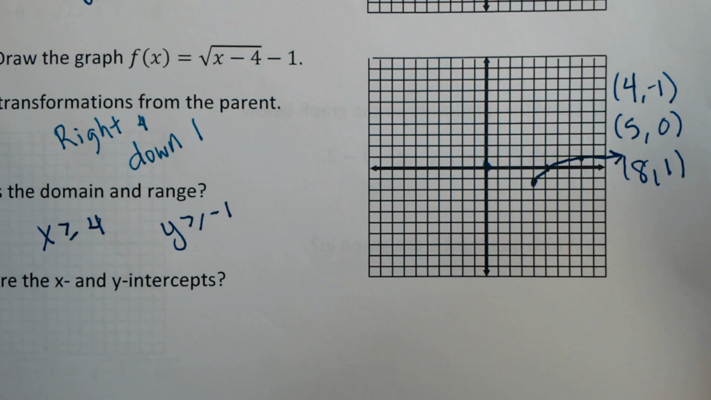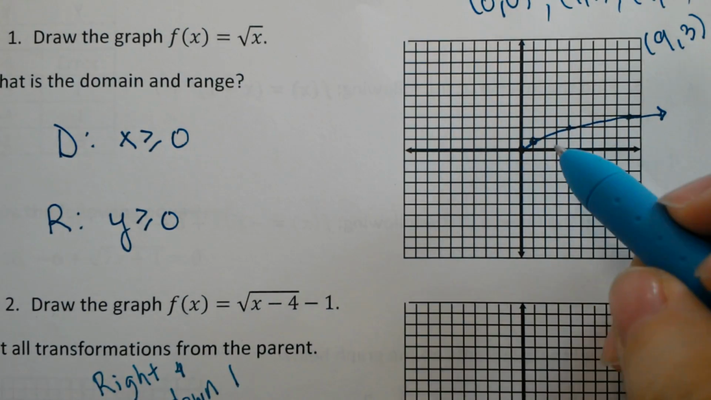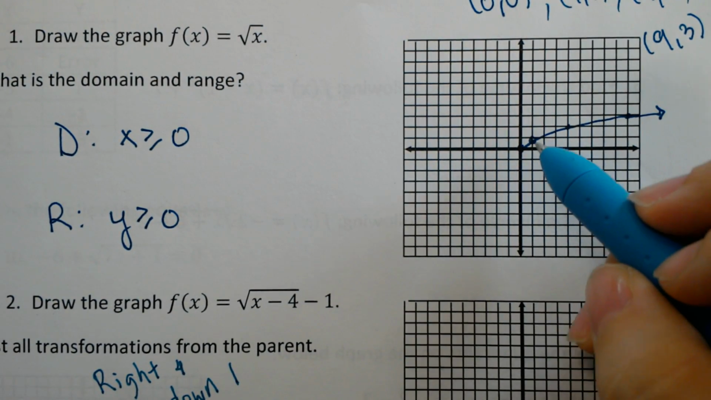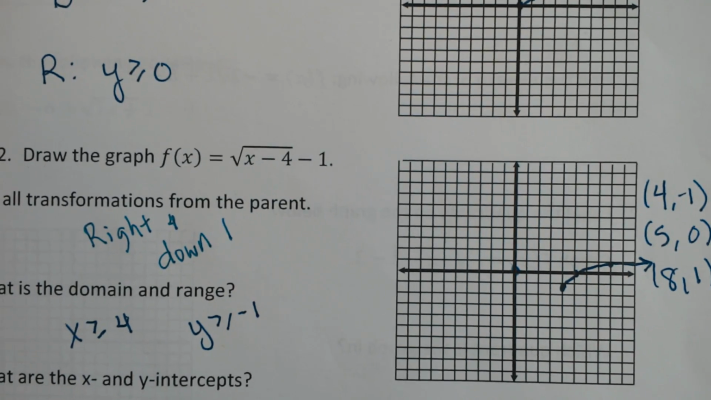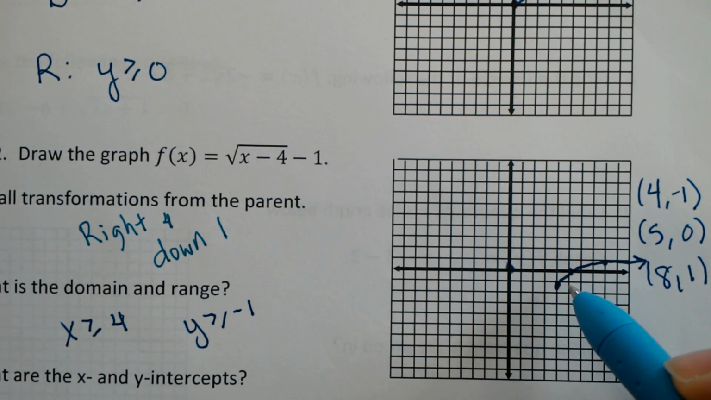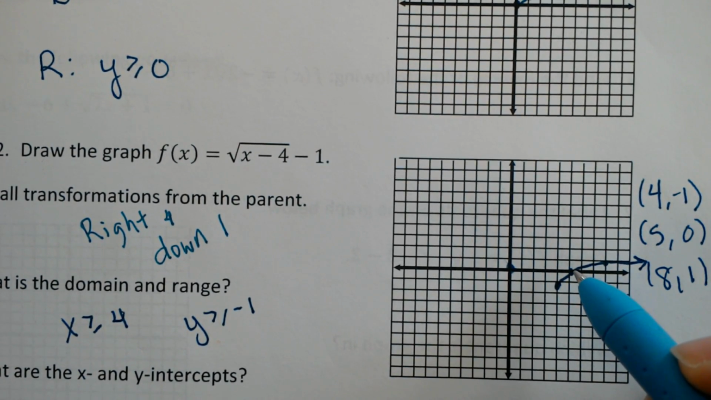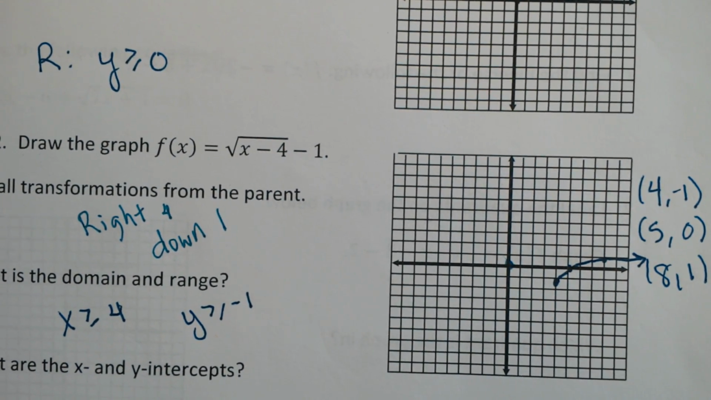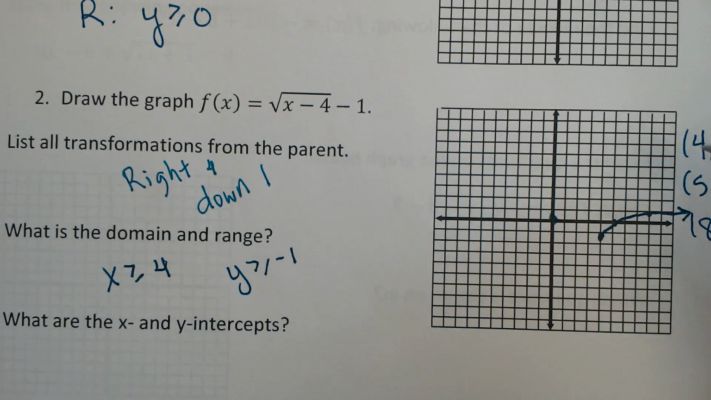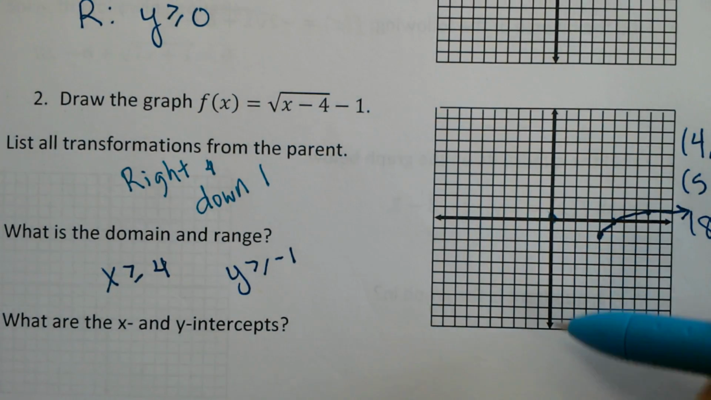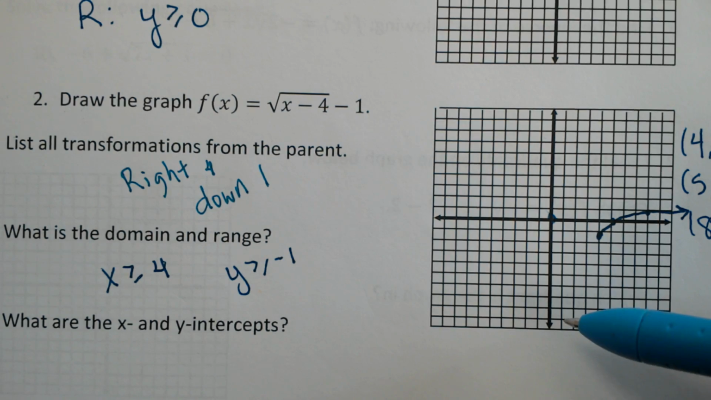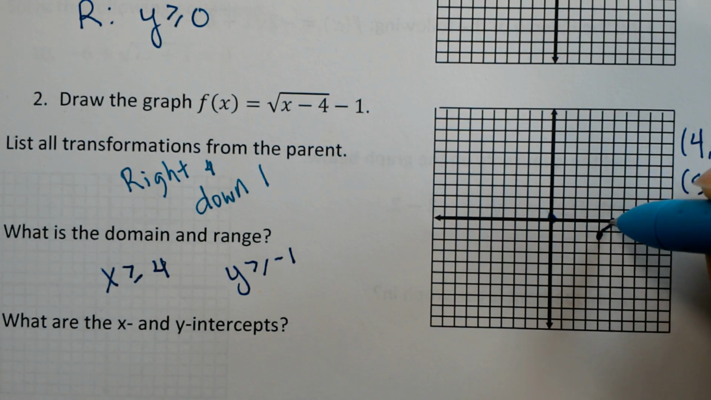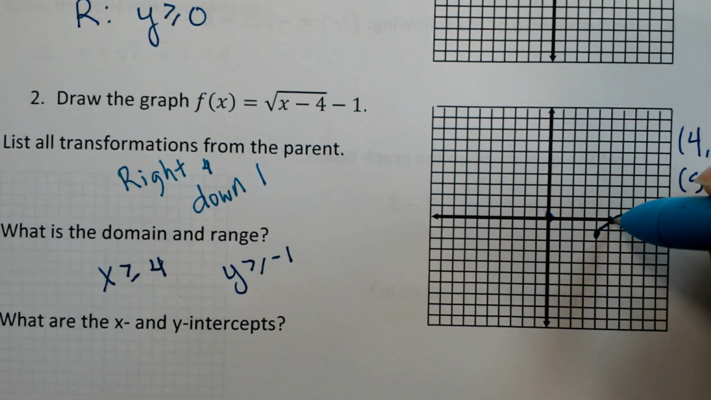And I can see if there's any stretching or compressing. From the parent function, the first 2 points, I went over 1, up 1. And on my graph here, I went over 1, up 1. So there's no stretching, no compressing, since they changed by the same amount. So the x and y intercepts, this one, it doesn't even touch the y-axis at all. So there's no y-intercept. That is my x-intercept, 5, 0. Across the x-axis at 5, 0.